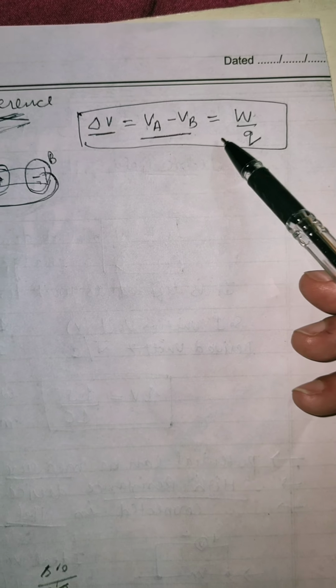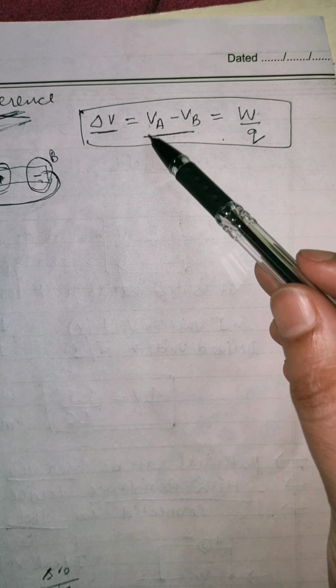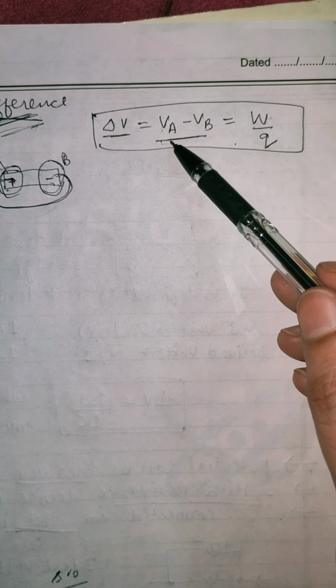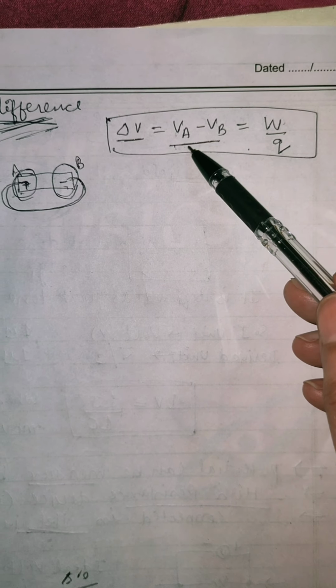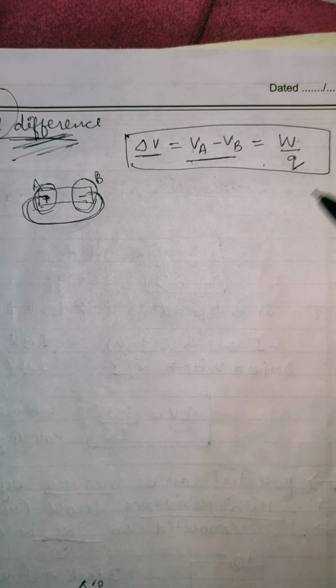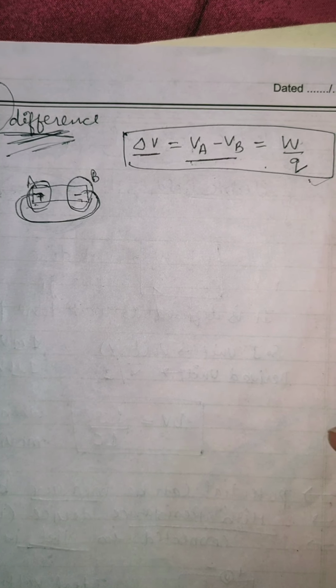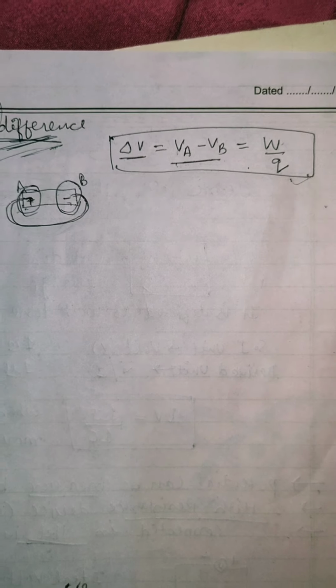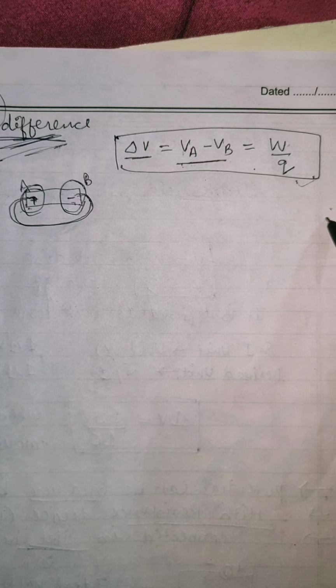It is defined as work done per unit charge in moving a unit positive charge from point B to point A, that is known as potential difference. We use the same unit for potential difference as we use for potential, that is volt, and it is also a scalar quantity.